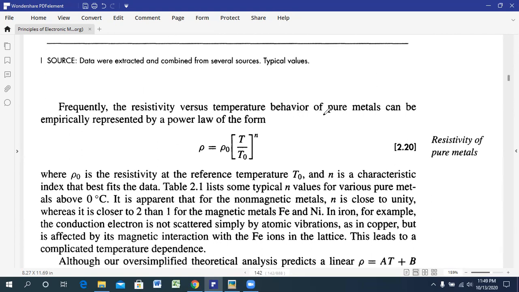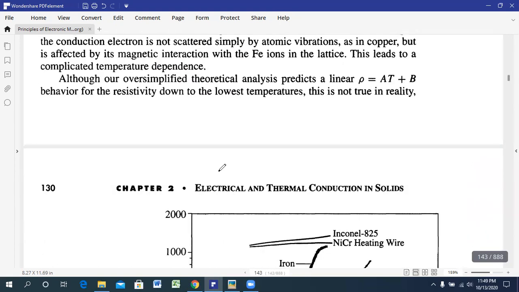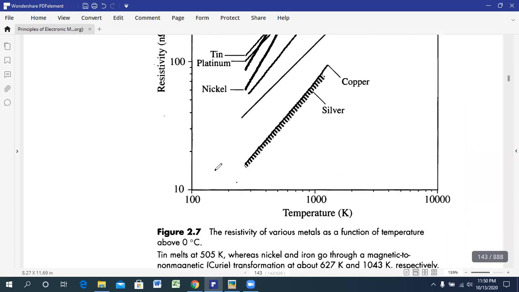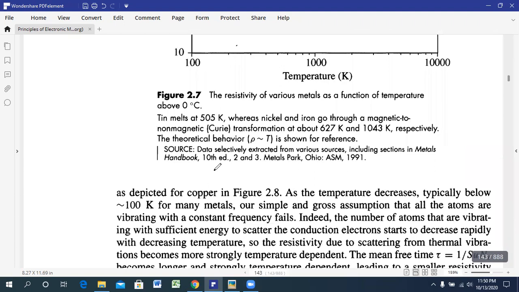Now, the resistivity versus temperature behavior of pure metal can be empirically represented by a power law. That means rho equals rho naught times (T divided by T naught) to the power n. This one is the formula for resistivity of pure metals. So you will find a chart for temperature with respect to the resistivity.